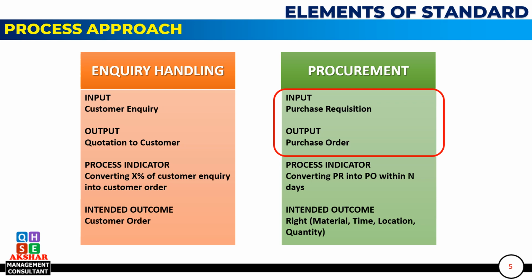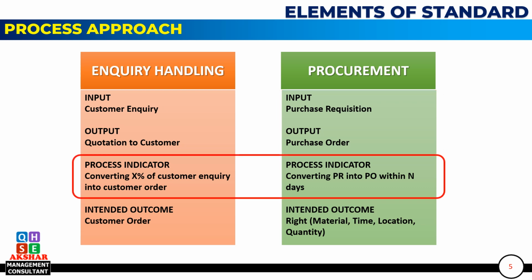Process indicator is unit of measurement to determine performance of process. Process indicator for procurement process may be, for example, number of days to convert purchase requisition into purchase order, or may be number of amendments in purchase order. Process indicator for enquiry handling process may be, for example, % of conversion of enquiry into order, or may be total value of sales turnover per month.